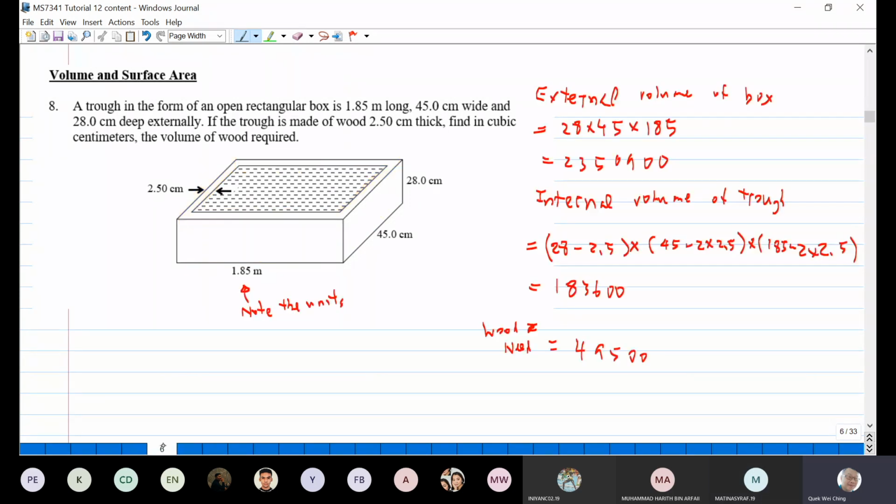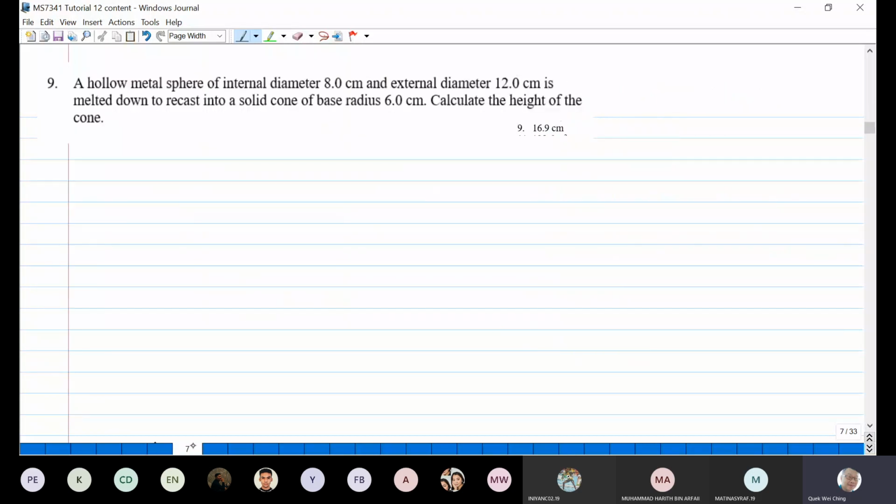Okay, number 8 I finished early, so I go to number 9 now. Number 9, a hollow metal sphere. Internal diameter is 8 cm. External diameter is 12 cm. It's melted down to be cast into a solid cone of base radius 6 cm. Calculate the height of the cone.